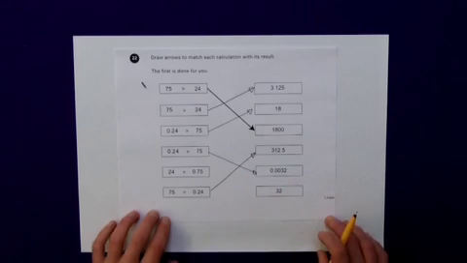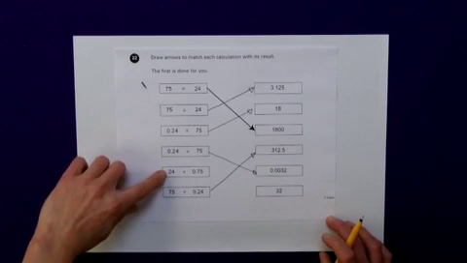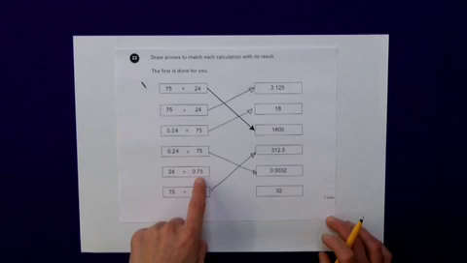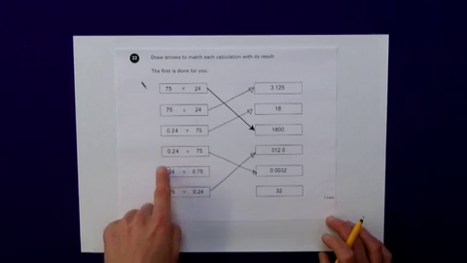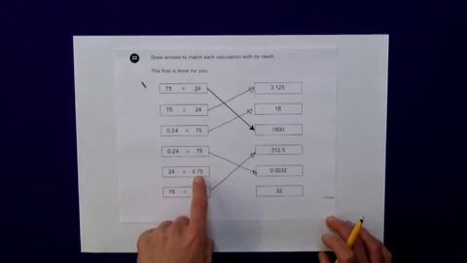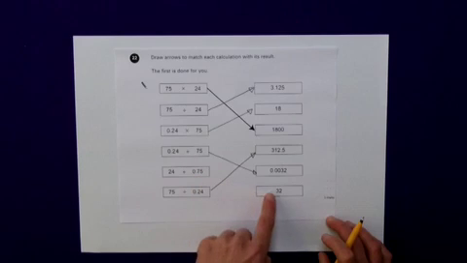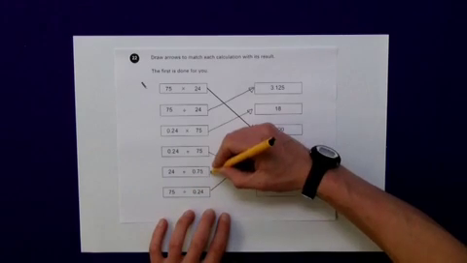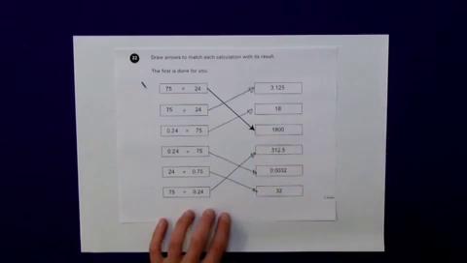I only have one left, but let's just do a check. 24 divided by 0.75. I'm going to end up with a little bit more than I started with here, because I'm dividing by a number less than 1. 32, that seems reasonable. Hopefully I've got my 3 marks.